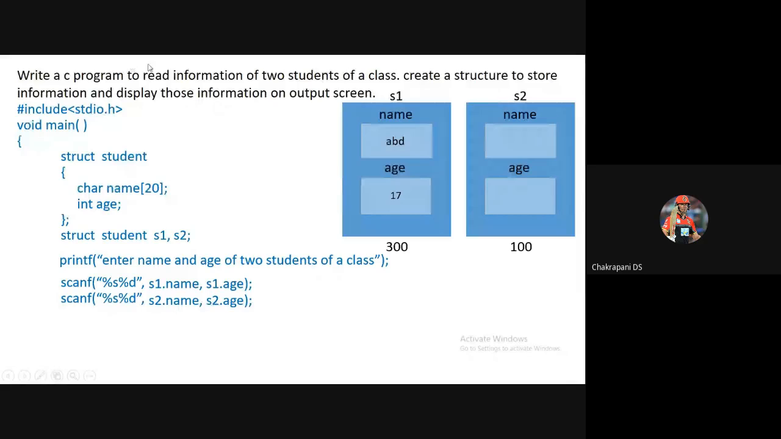Here, this is what we are doing: reading the information of two students. After reading the information of both the students, display that information on the output screen. How to display this information on the output screen? Of course, using printf. But before I display the information, I'm going to display a line here: information of two students of a class is.